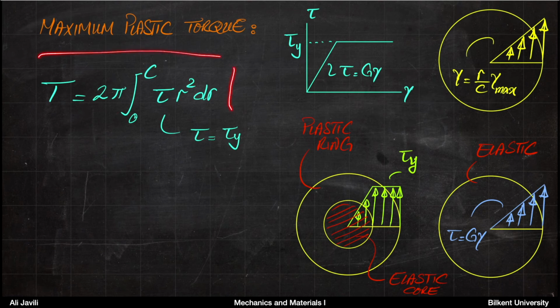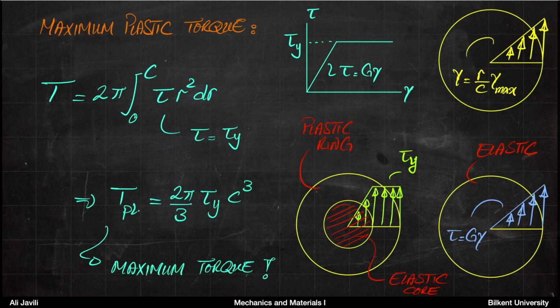Again, we start from the generic formula here. Torque is 2 pi integral from 0 to c tau r squared dr. But now, because it's fully plastic, you are talking about a case where there is no elastic core. So basically everything is just tau y. If you replace the shear stress by the yield stress, you calculate TPL or TP. That's the maximum torque or maximum plastic torque, and that's 2 pi over 3 tau y c cubed.